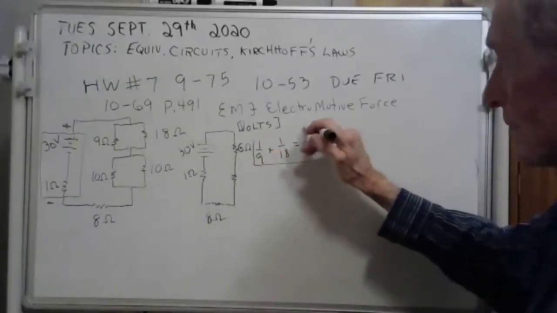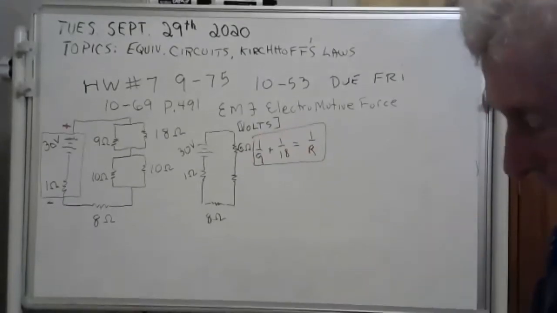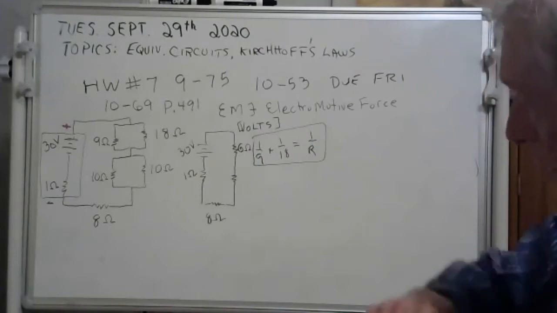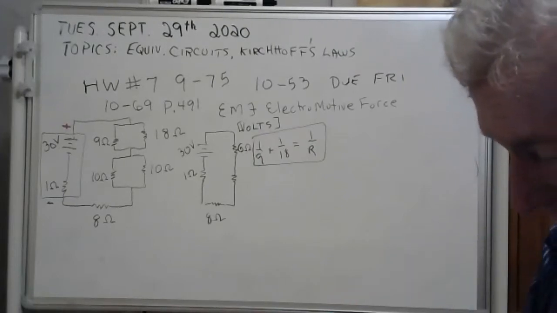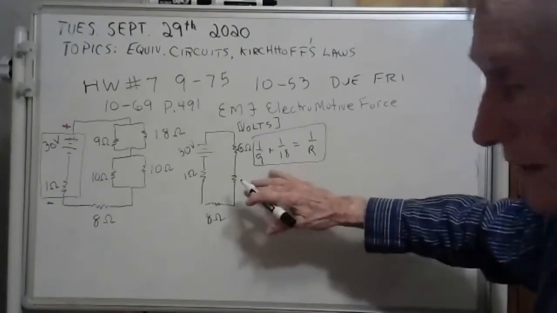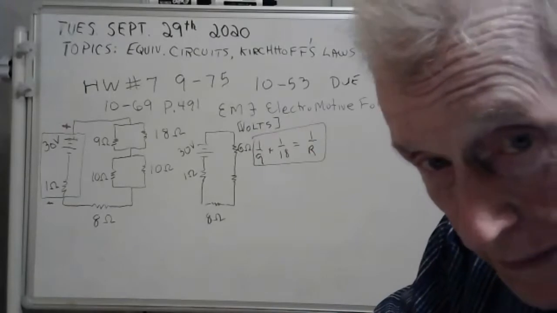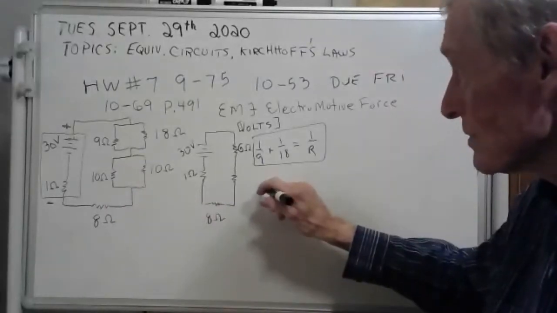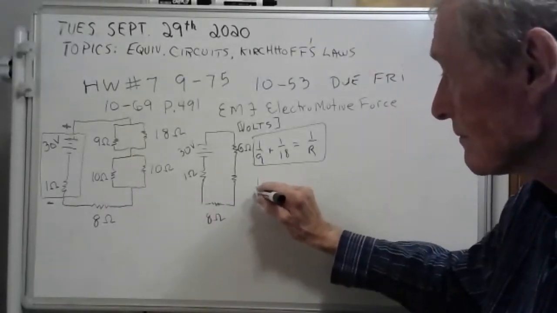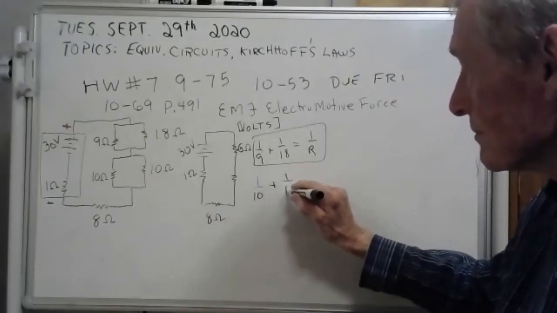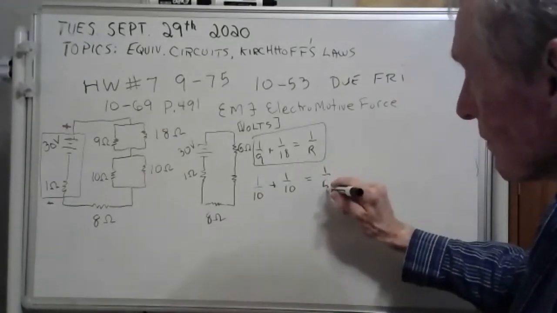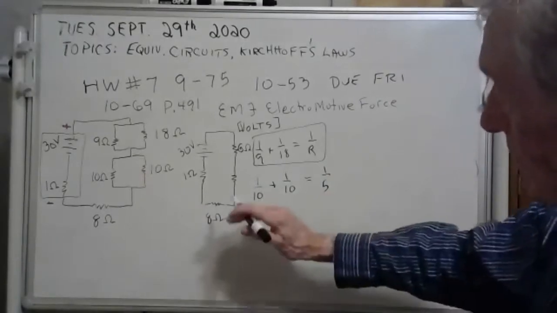Put this in your calculator and see if I'm right. I could be wrong on that. Take 1/9 plus 1/18, and then you have to take the reciprocal of it. Yeah, I got that right. Does anybody need help with that? If you do, just speak up. Now on this one here, you do the same thing here. That's 1/10 plus 1/10. That's going to give you 1/5. So see, this is 5 ohms.